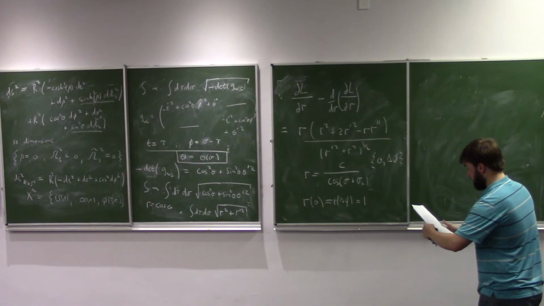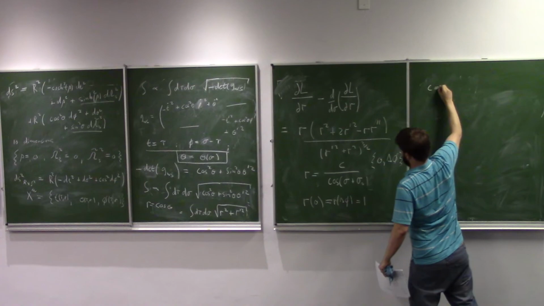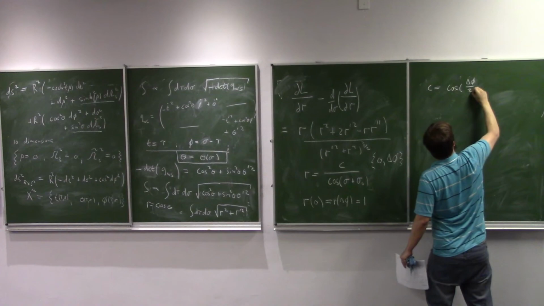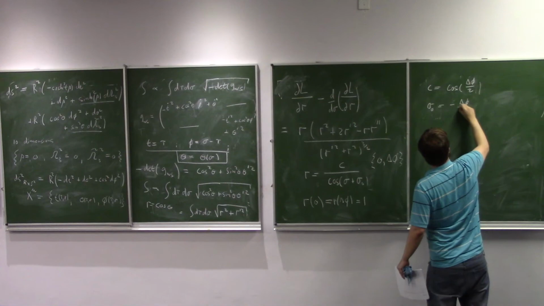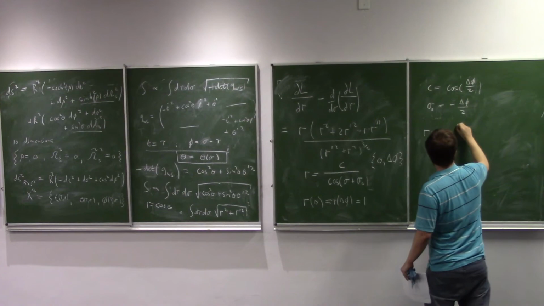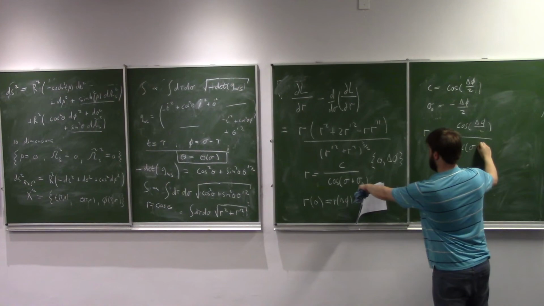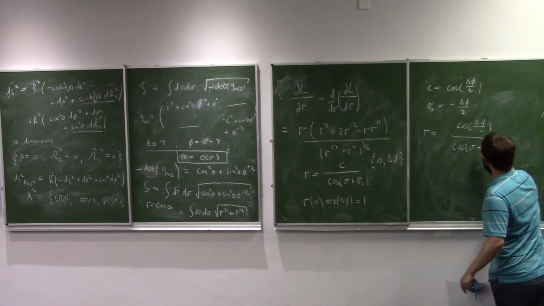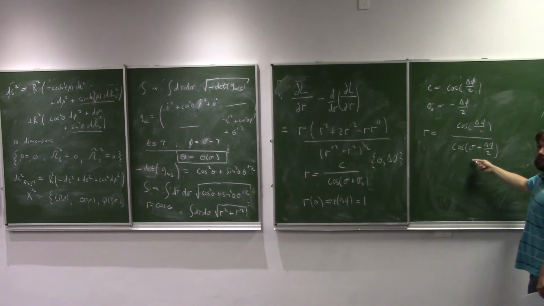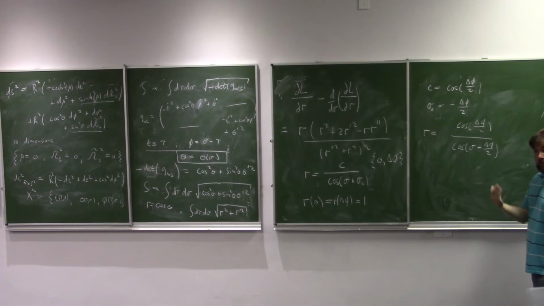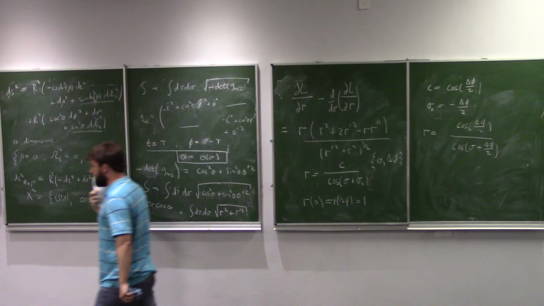You can solve for this boundary condition and figure out that c must be equal to cosine of delta phi over 2, and sigma zero must be equal to minus delta phi over 2. So the solution for these boundary conditions is given by cosine of delta phi over 2 over cosine of sigma minus delta phi over 2. As you can see, if I set sigma equal to 0, the cosine of the negative of a number is just a number that divides to give 1. And when I set sigma equal to delta phi, the same cancellation gives r equal to 1. So this is the solution in terms of the worldsheet coordinates. It's useful just to ask what this means in terms of the embedding coordinates.